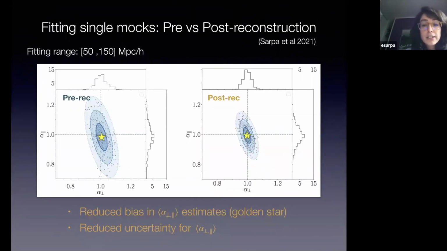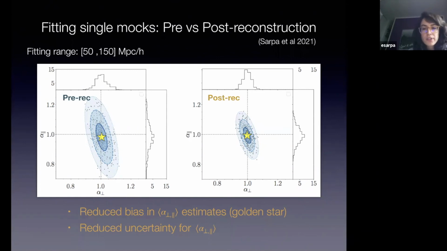Here is the comparison of the results obtained by fitting single MOCs for the pre-reconstruction and the post-reconstruction at high redshift. And you see that reconstruction allows us to reduce the bias of alpha parallel and alpha perpendicular, giving us a mean value for those parameters which is compatible with 1, so with the expected cosmology. And moreover, we also have a reduction of the uncertainties on the parameters.